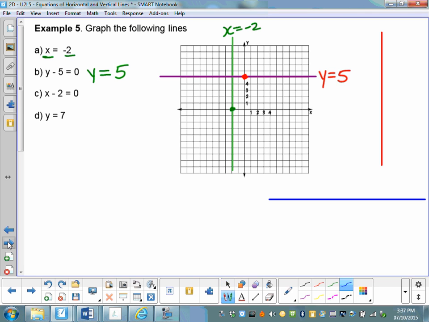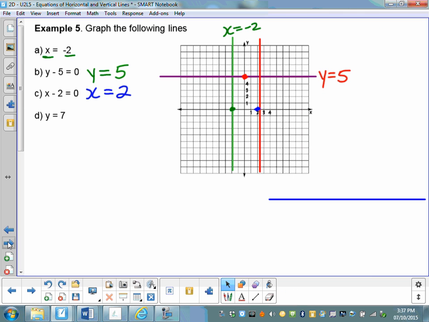All right, the next one, I'm going to get x by itself. So when I move the -2 to the other side, it becomes +2. So I need to draw a line that crosses the x-axis at 2. So if I draw a line that crosses the x-axis at 2, the equation of that line is x equals 2.